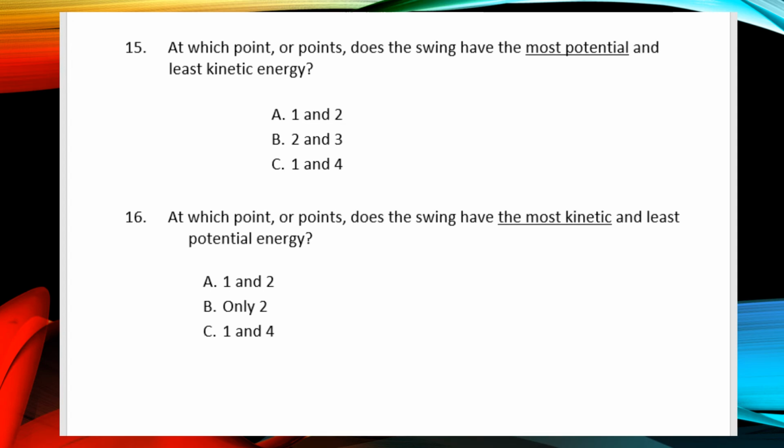Number 16. At which point or points does the swing have the most kinetic and the least potential energy? A, points 1 and 2. B, only 2. C, points 1 and 4.